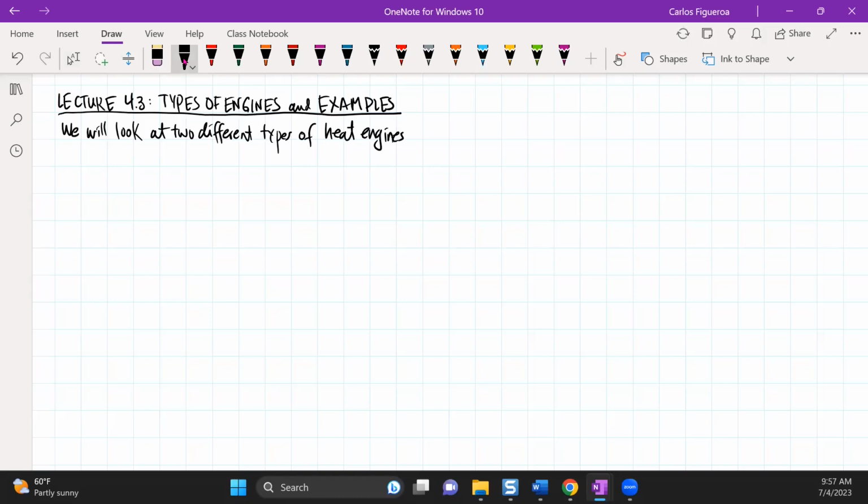It's really the working fluid. That's really the big difference here. We're going to look at the Otto gasoline cycle versus the diesel cycle.